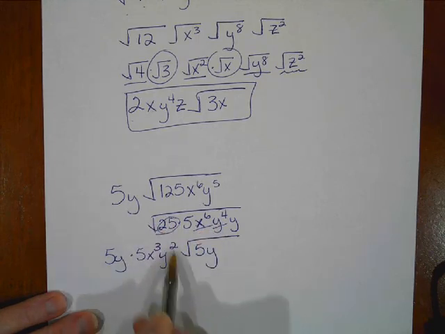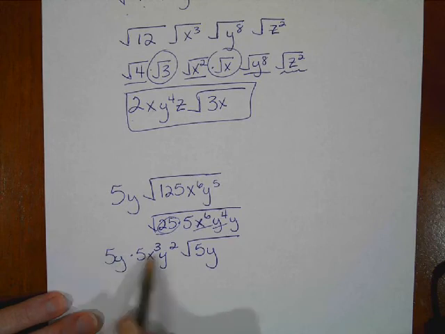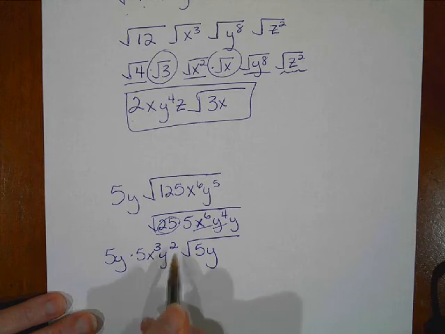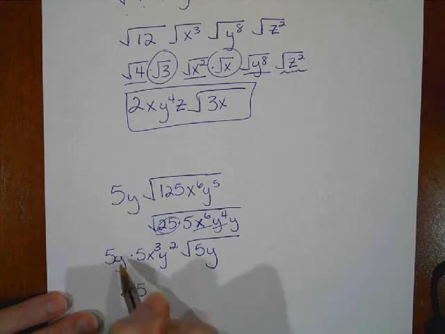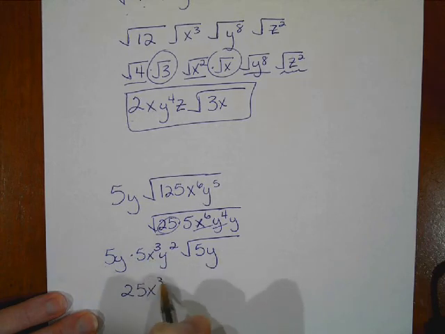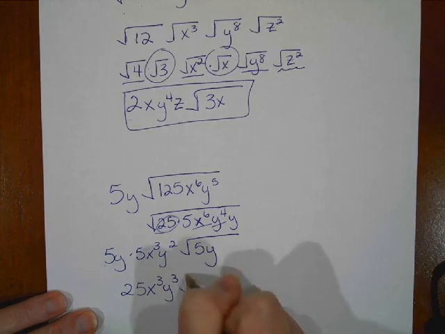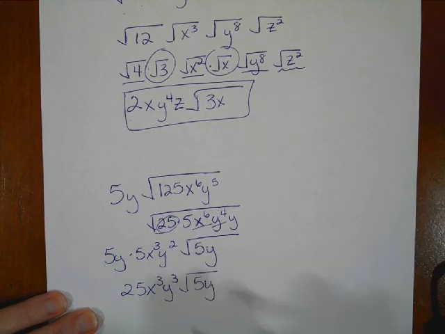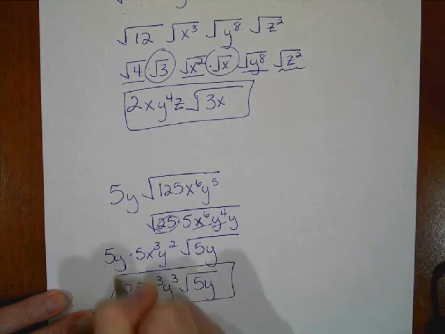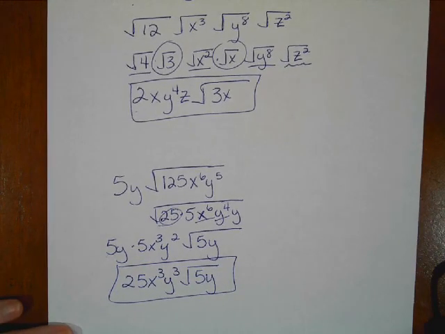Now I got to clean up this outside because this kind of looks weird. But I have a 5y times 5x cubed y squared. Well, 5 and 5 is 25. I have x cubed, and then I have y cubed because there's 1 and then 2 more here, times the square root of 5y. That's the answer that I should have.